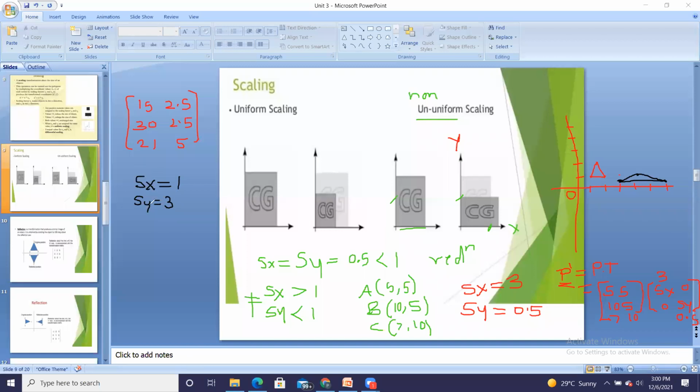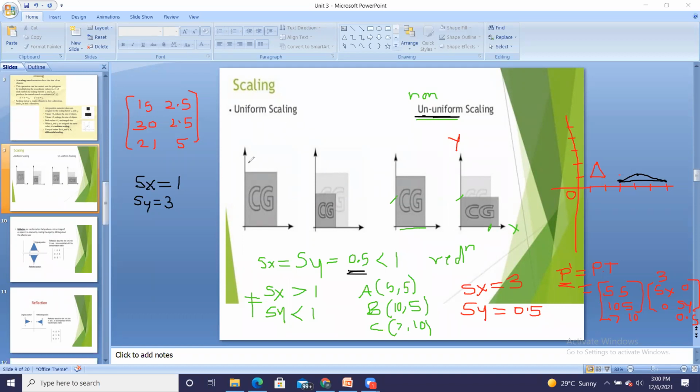And when Sx and Sy are not matching, then we are going to call it a non-uniform scaling. When both of them are the same, then we are going to call it a uniform scaling. It may be compression, or it can be expansion, but Sx should be equal to Sy. See this example. Sx and Sy both are 0.5. Compression is taking place, but the value of Sx and Sy is matching. That's why we are calling it a uniform scaling.